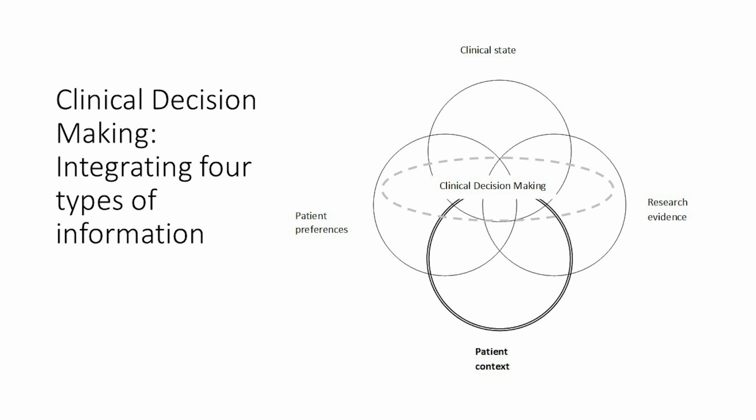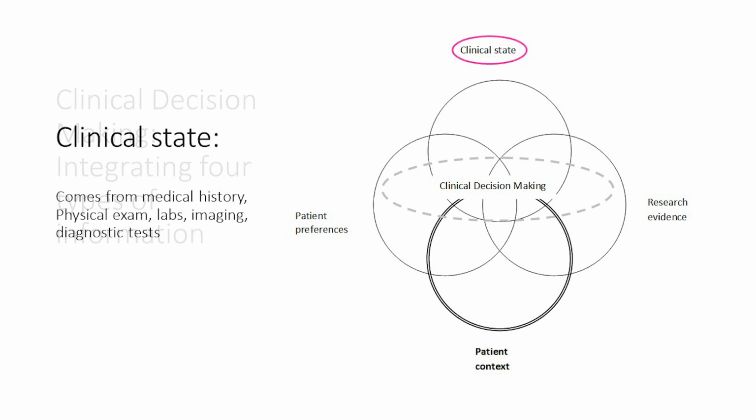Before we close, I'd like to share with you a Venn diagram that gives a 30,000-foot view of what we're doing here. Basically, it shows that making good clinical decisions requires integrating 4 different types of information. The first is the clinical state, which we see at the top. That refers to all the patient's active medical conditions, including what diagnoses they have, like diabetes or COPD, and the status of those conditions, such as whether they're well controlled or poorly controlled. That information comes from the medical history, physical exam, labs, imaging, and diagnostic tests.